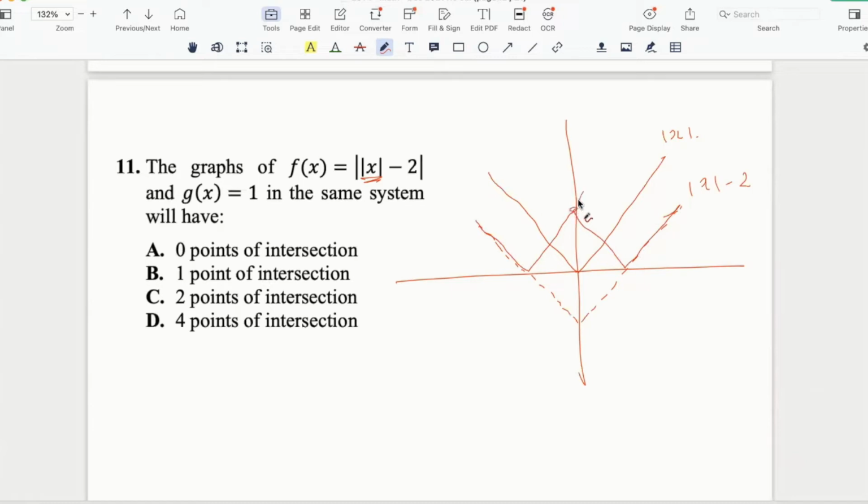Where this point will be (0, 2). Okay. And g(x) equal to 1 will look like this. So this will have 1 intersection, 2, 3, and 4. This will have 4 points of intersection.